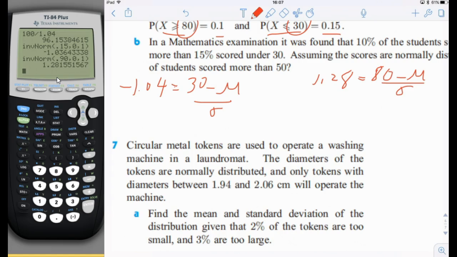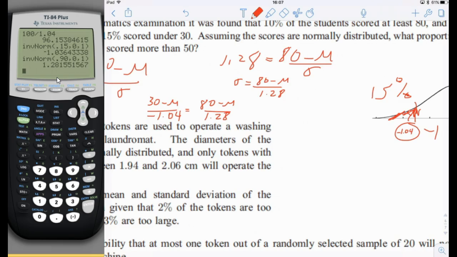So let's do this. We're going to figure out both of these in terms of sigma. So we're going to rearrange this algebraically through cross multiplication, and we're going to get sigma equals that. And then we're going to get here that sigma equals 80 minus mu divided by 1.28. And then we're going to set these equal to each other, right? 30 minus mu divided by negative 1.04 is equal to 80 minus mu divided by 1.28. Now we can cross multiply. We get 1.28 times 30 minus mu equals negative 1.04 times 80 minus mu.